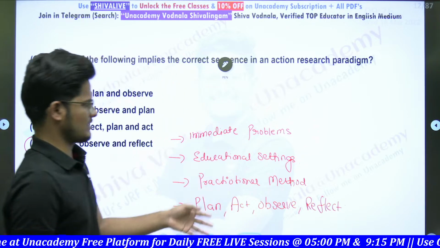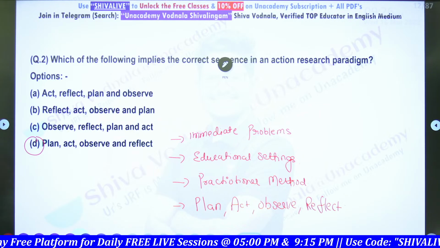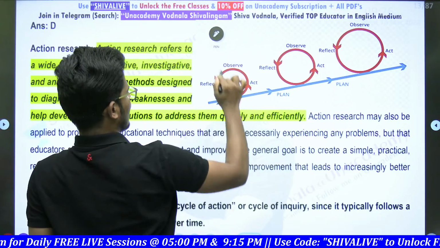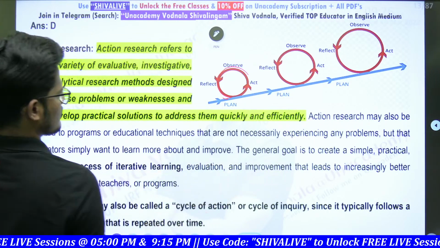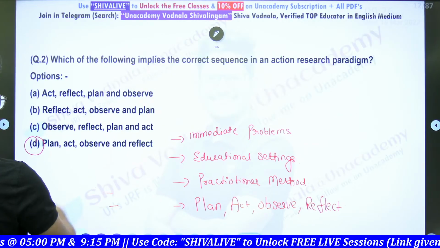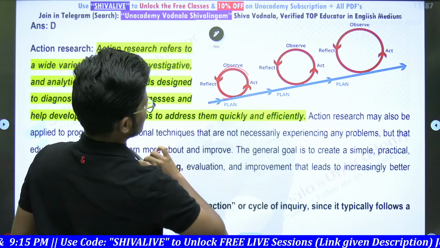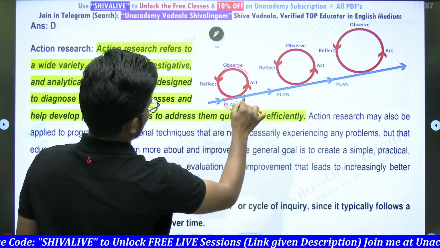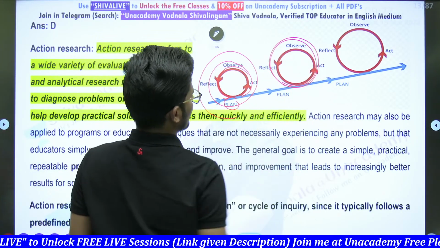These are the factual details with respect to action research. Option D is the correct answer. Planning, observing, observing. Sorry, what is given here? Plan, act, observe, reflect, right? So plan, act, observe, reflect. In this way it is a circular process.